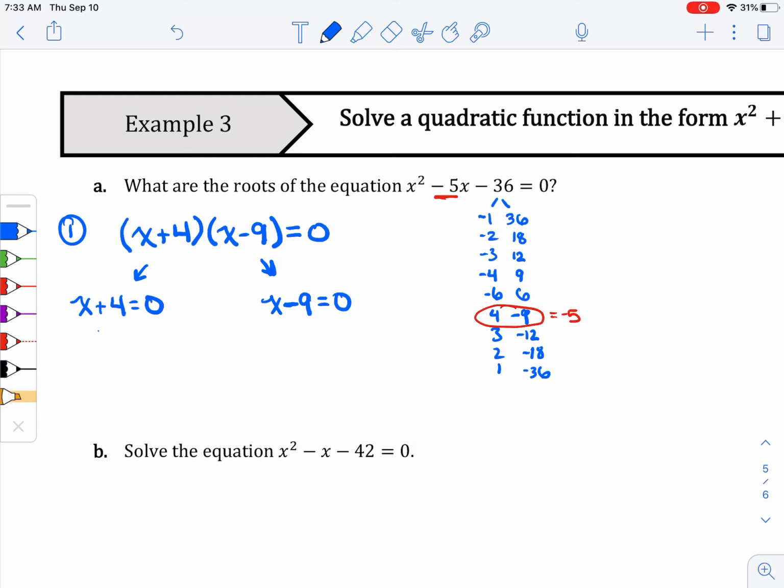So then I can just solve for x. Subtract 4 from both sides, so you get x equals -4, and add 9 to both sides, so you get x equals +9. So those are my two roots for this equation. Let's just double check that one more time on Desmos, just so that you can see that that's what this is showing us.